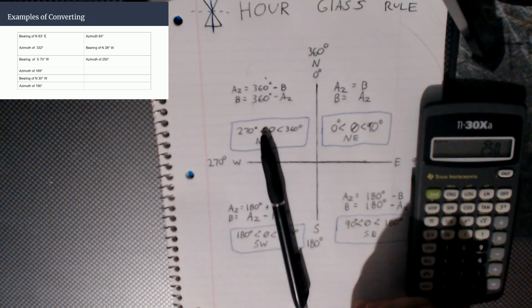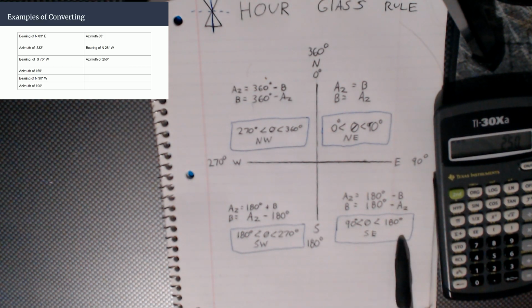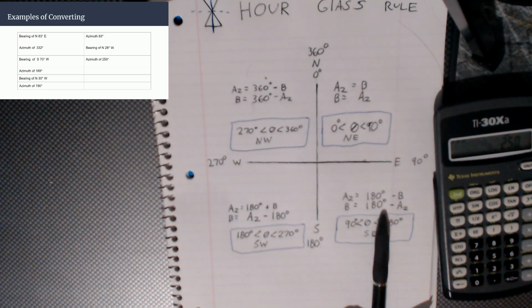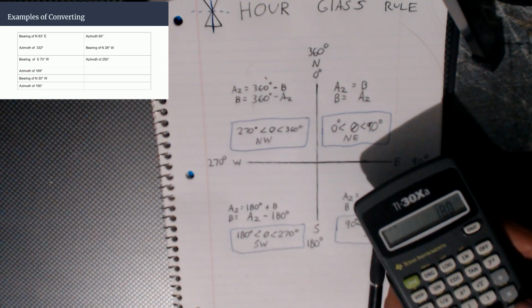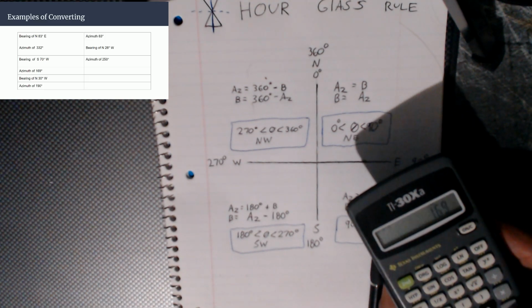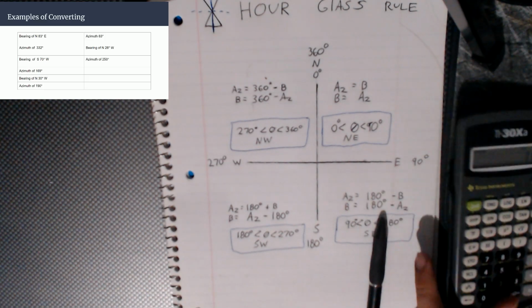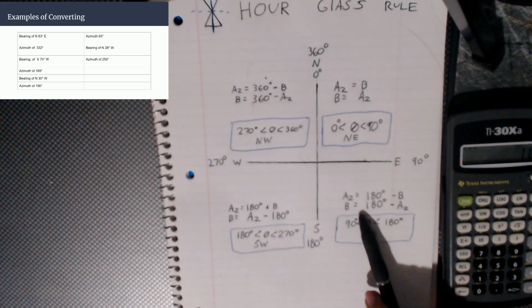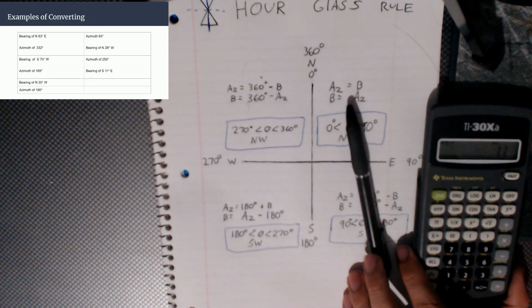Next we have an azimuth of 169 degrees. 90 through 180 is the southeast section. We're looking at an azimuth of 169 and converting it to a bearing. 180 minus 169, we get 11 degrees. Because it's in this quadrant, we're going to say 11 degrees southeast.